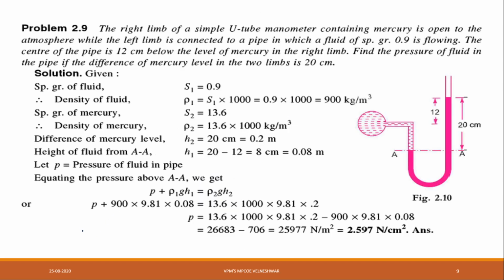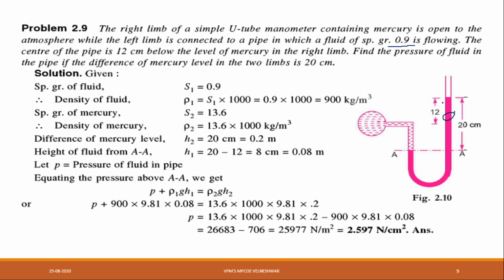Okay, now let us see one numerical. The right limb of a simple U-tube manometer containing mercury is open to the atmosphere, while the left limb is connected to a pipe in which a fluid of specific gravity 0.9 flows. What is he saying? 0.9. And in the right limb, the U-tube manometer contains mercury. In the previous step I said the light liquid is water, but here he has given the liquid as oil, with a specific gravity of oil.